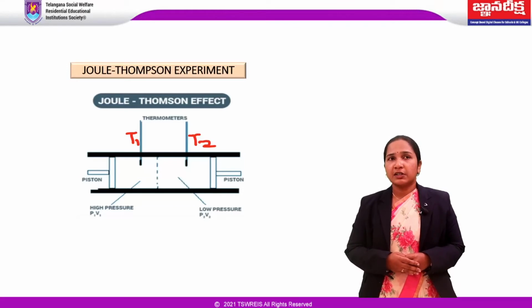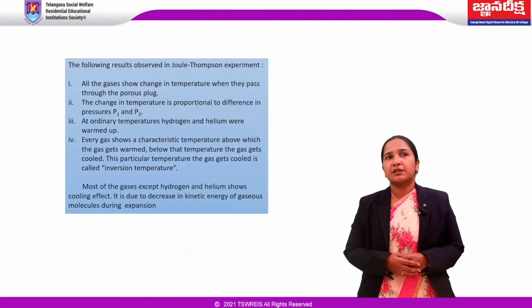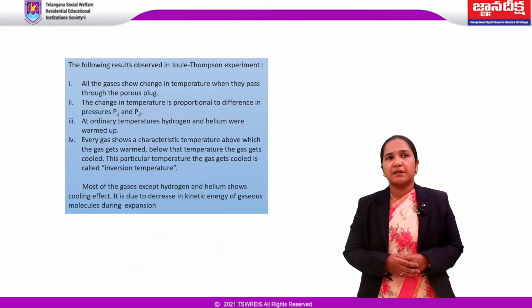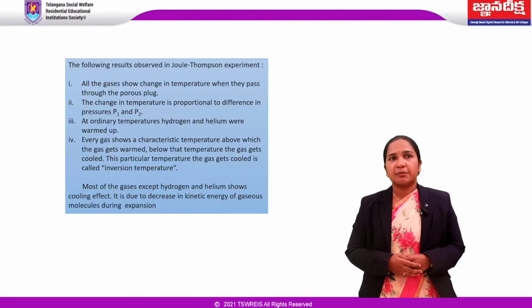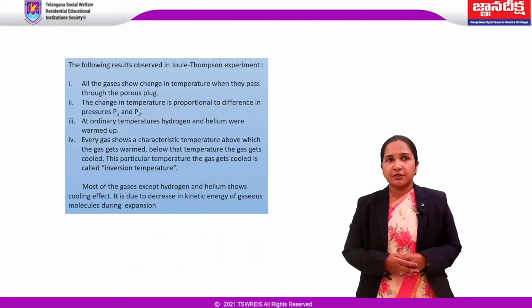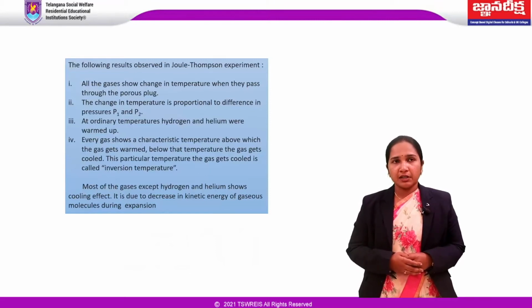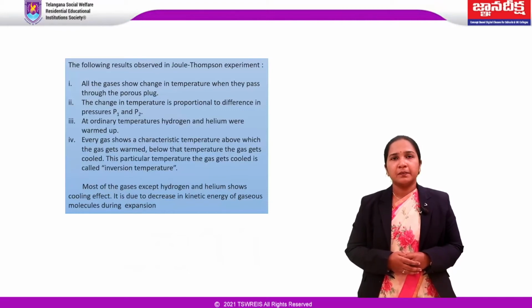So these are the following results that are observed from the Joule-Thomson effect. All the gases show change in temperature when they pass through the porous plug. The change in temperature is proportional to the difference in pressures P1 and P2. At ordinary temperatures, hydrogen and helium were warmed up. Every gas shows a characteristic temperature above which the gas gets warm.